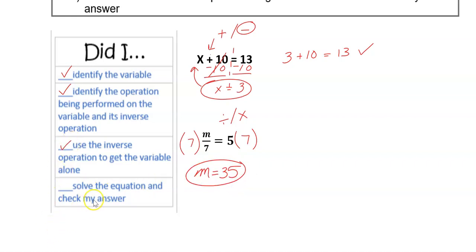Now that we've solved out, we're going to go ahead and check the answer. So we're going to do 35 divided by 7 equals 5. And that does check out, which means we have done this one correct as well.